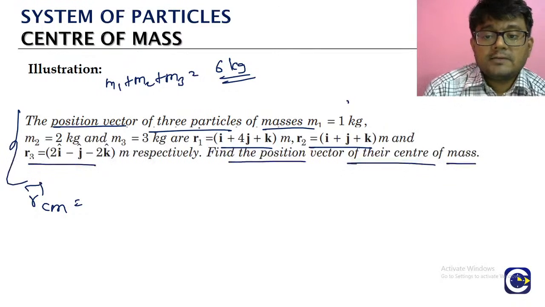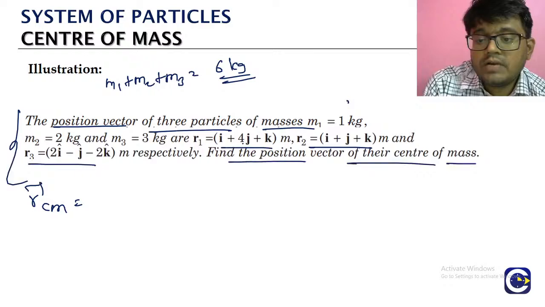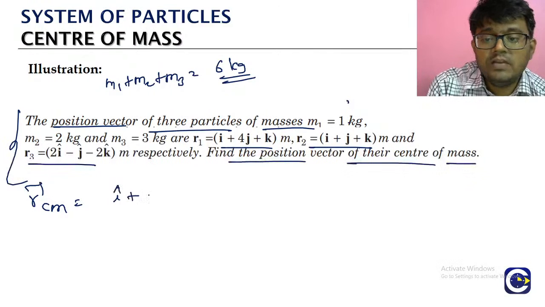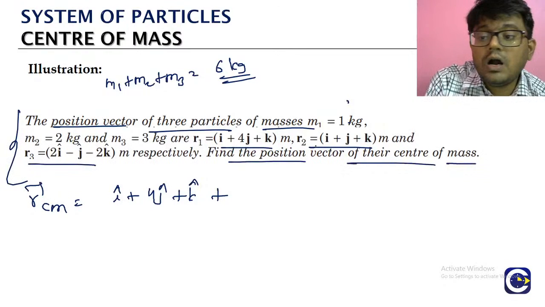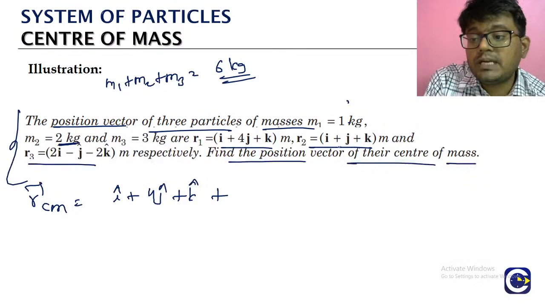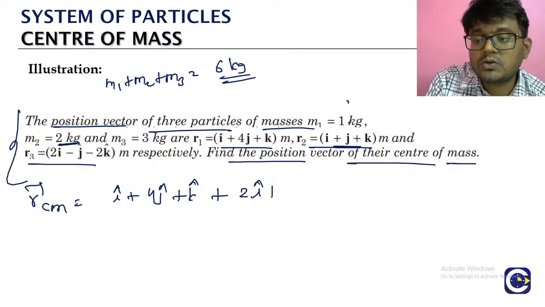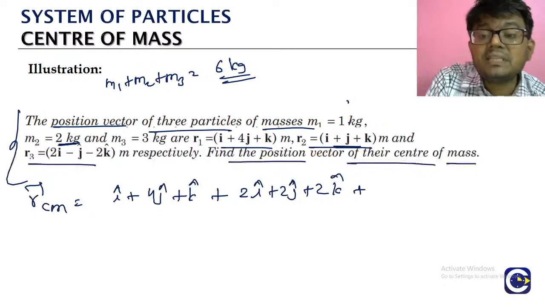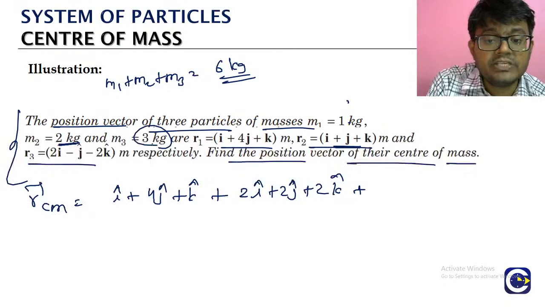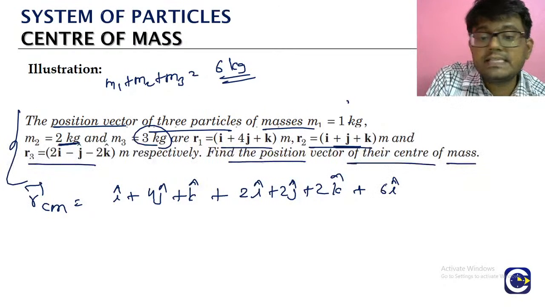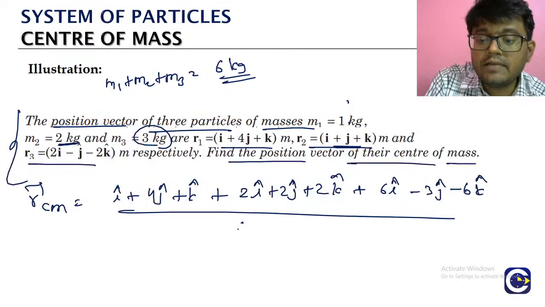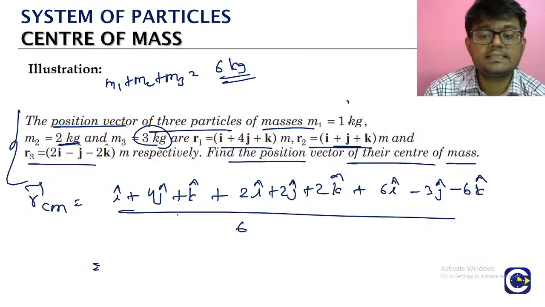M1 R1 bar means 1 we have to multiply, the value will not change: i plus 4j plus k. M2 R2 bar means 2 we have to multiply with R2, it will become 2i plus 2j plus 2k. Then M3 R3 bar, M3 is 3 kg, we have to multiply 6i minus 3j minus 6k, whole divided by M1 plus M2 plus M3, that is 6.